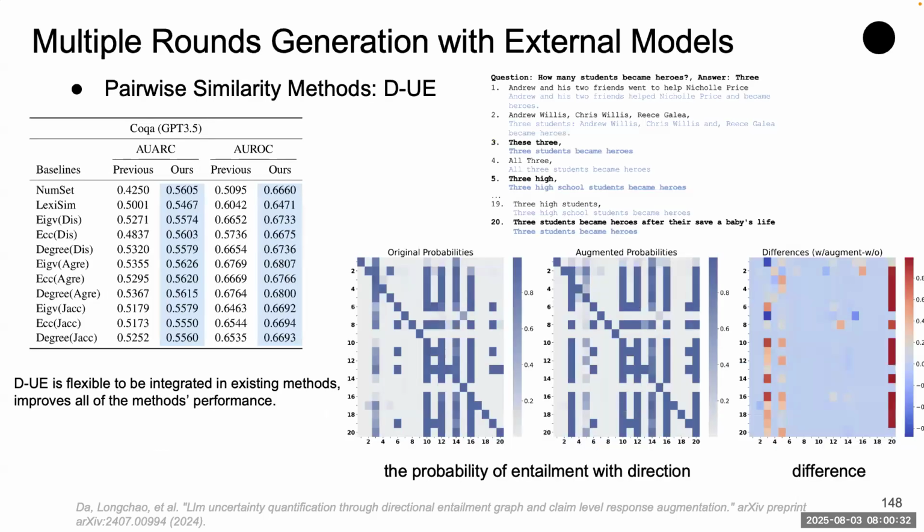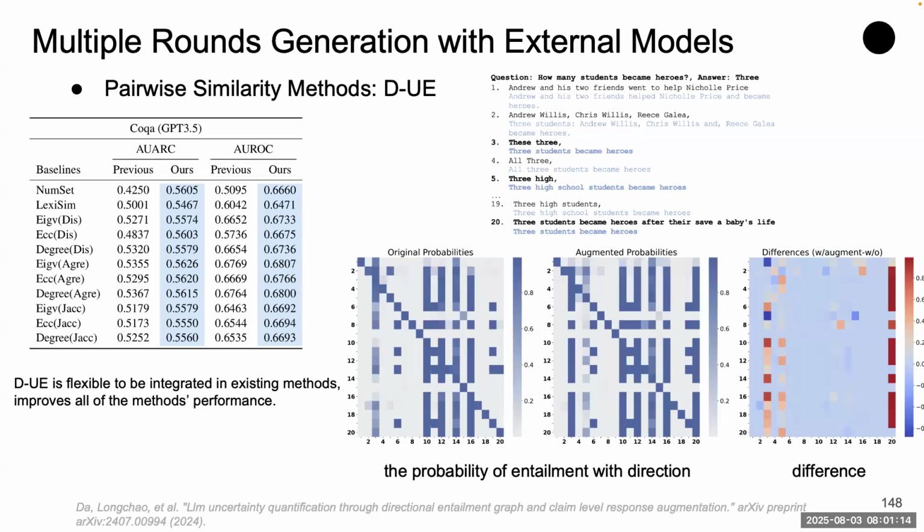And they do a visualization as well. In this case, they have 20 responses. For each response, the black one is the original answer, and the blue one is the augmented answer with the questions. You can see the left-hand side is the original similarity matrix, and the right-hand side is the augmented response probabilities. And this one is the difference between those two. You can see that a lot of changes happen on the third response here, and the final response here.